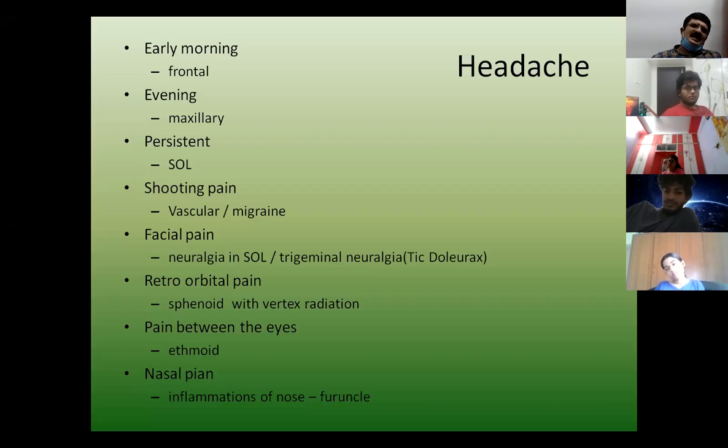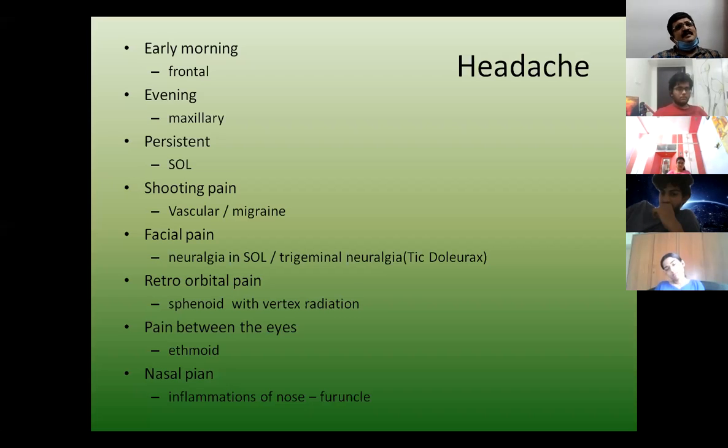Eye strain with headache around the eyes is characteristic of your ethmoid sinus. Pain over your cheek, thick dolorox, suggests maxillary sinusitis. Frontal sinusitis gives pain over the frontal region.